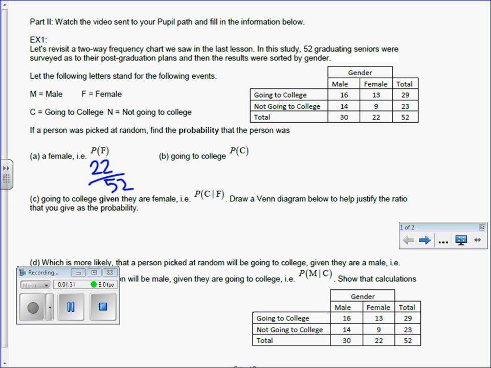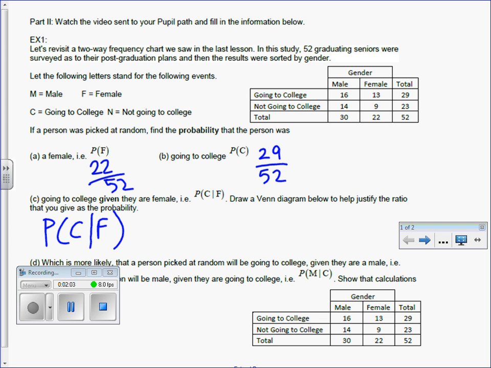Going to college, probability of going to college. Okay, well, the total number of people going to college is 29, and that would be out of the whole, which is 52. Nothing new. So now part C. Here's where it gets new. Going to college, given they are a female, and the notation that you see there, P, C, and then it looks like a slash, F. It says draw a Venn diagram below to help justify the ratio that you give as the probability.